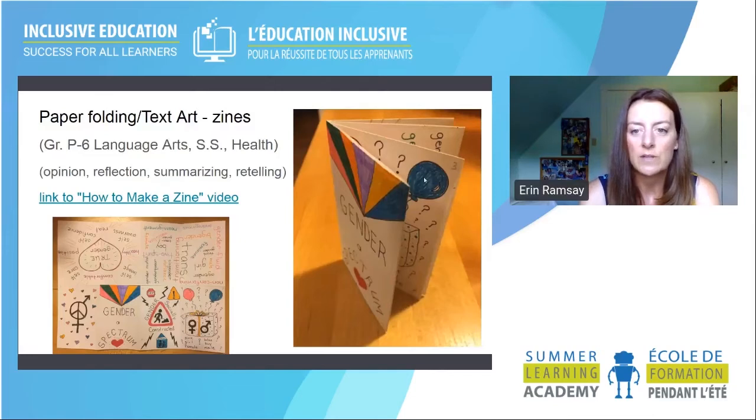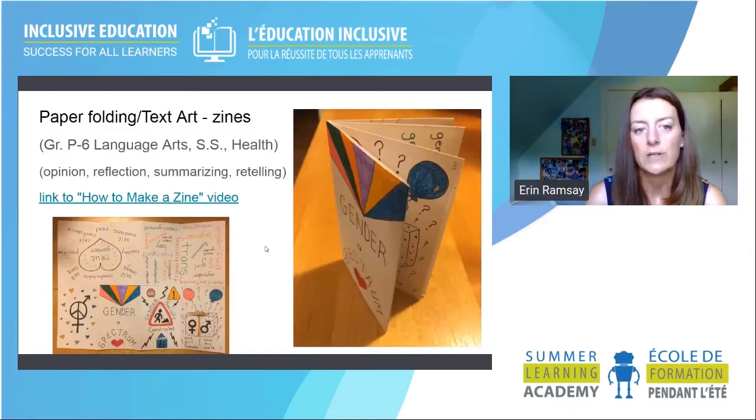But basically what you're left with is a really cool small book that holds together, that can be photocopied, because this is just one sheet of photocopy paper. And so you can make multiples of this, which is really great. Zines originally were made to send a message, to give information, just like a pamphlet would. So it's a great one for all grade levels, for language arts, social studies, health, a way to give your opinion, to reflect on something, to summarize something.